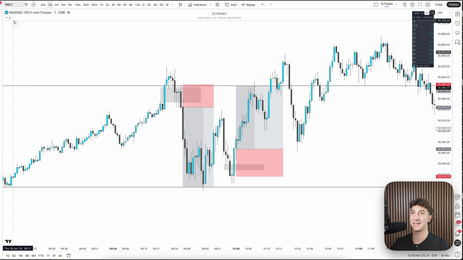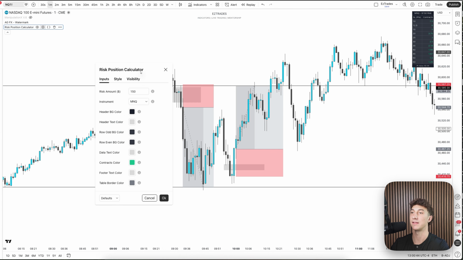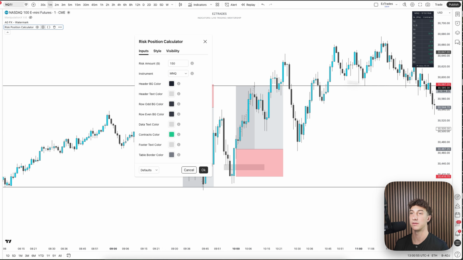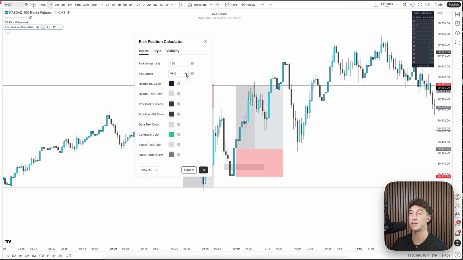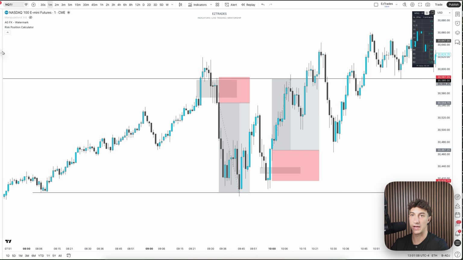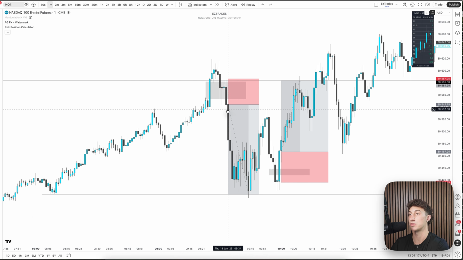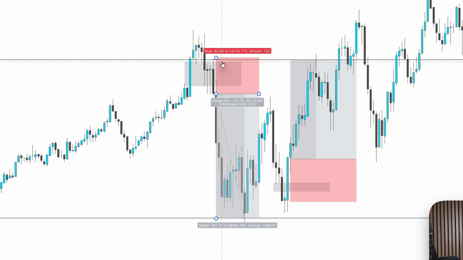So this is the official risk position calculator by Easy Trades. Let me show you guys exactly how this works and how simple this is to use. I mainly trade Nasdaq, or the micro E-mini Nasdaq, otherwise known as MNQ. However, when I'm trading, price moves super fast, right? And I need to calculate my exact contract risk, sometimes within seconds. So let's take this short position from yesterday's trading day. You see I have a 43-point stop loss.